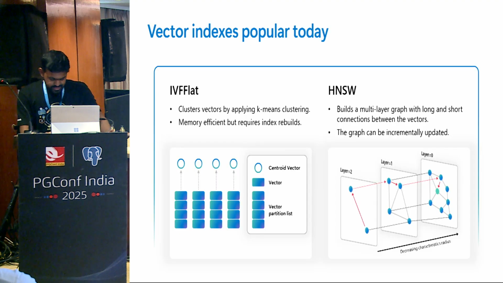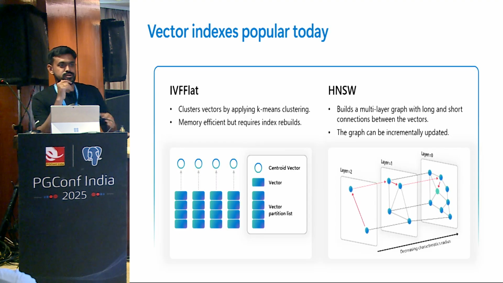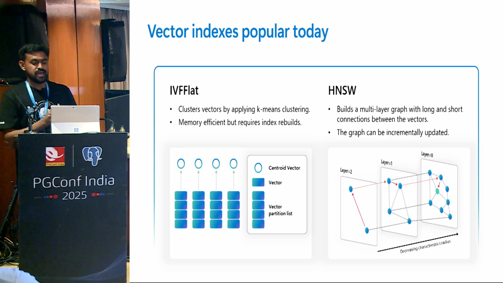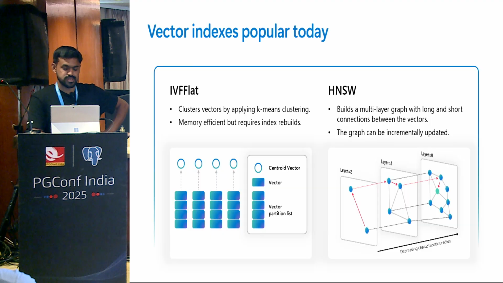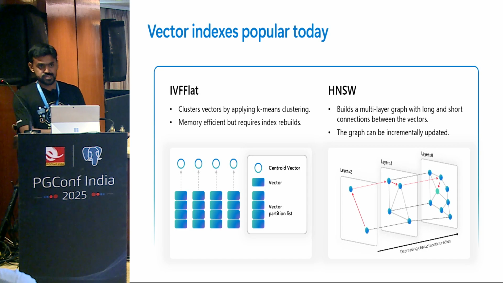Okay, so now I just introduced a new data type. The next follow-up question would be: how can I use indexes on top of that data type? What are the options that I have? Let's look at two options, IVF flat and HNSW. These are the most popular open source vector indexes today.